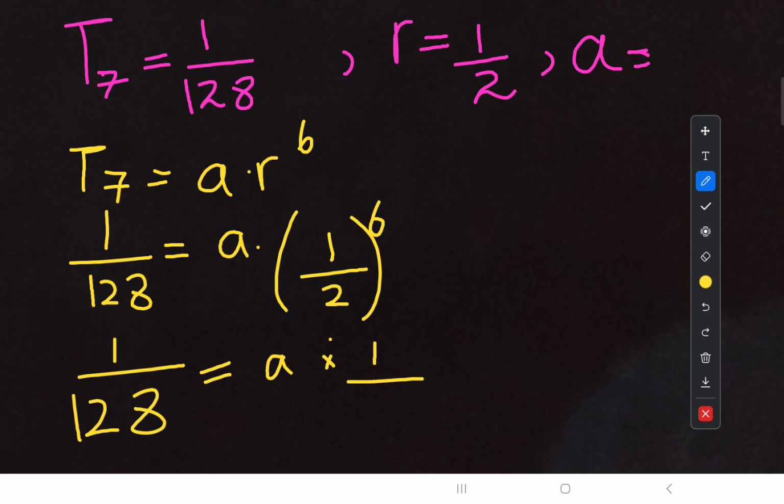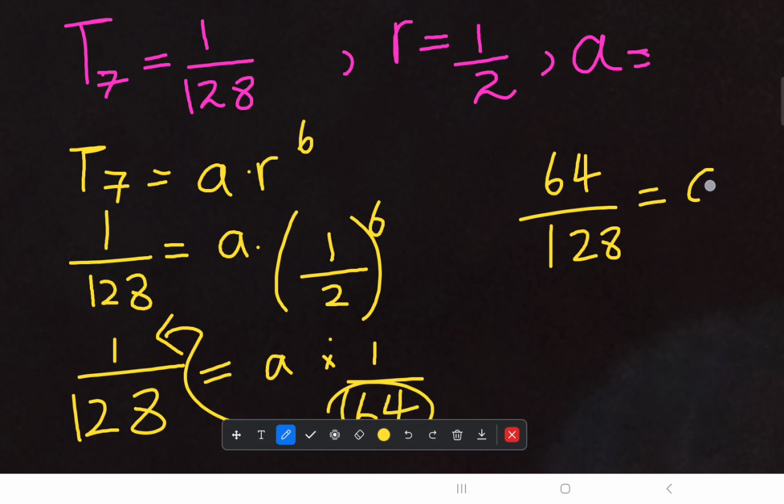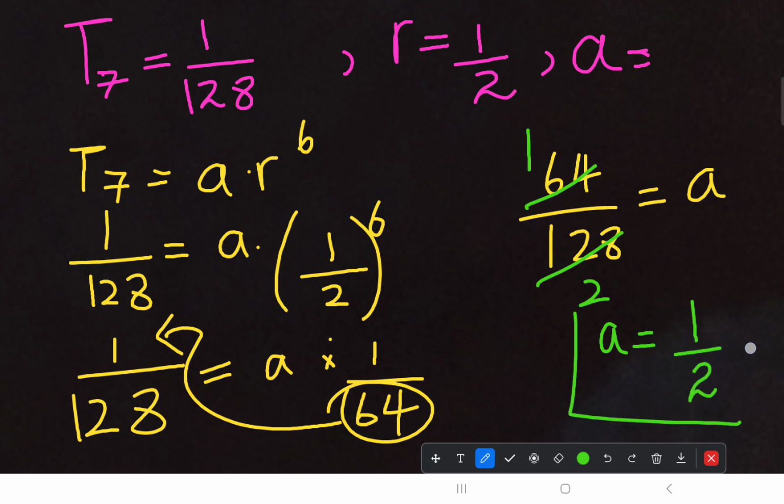2 to the power of 6 is 2 into 2 into 2 into 2, likewise you multiply. It's 64. To get our a, you have to take this as a numerator, so 64 upon 128 is going to be our a value. The 64 that was in division, I take as a multiplication. Finally when you simplify 64 over 128, a equals 1 upon 2. This is the first term of this particular geometric progression.